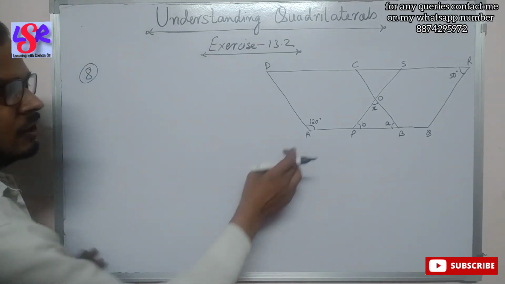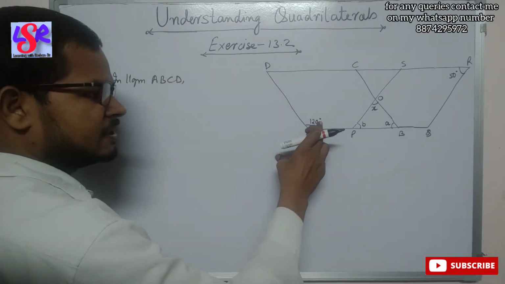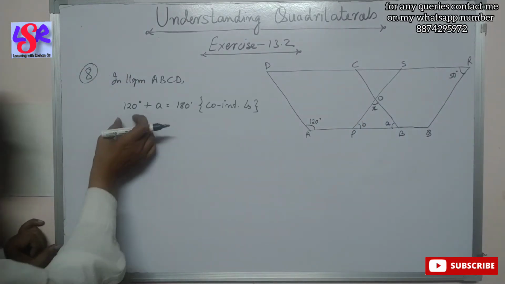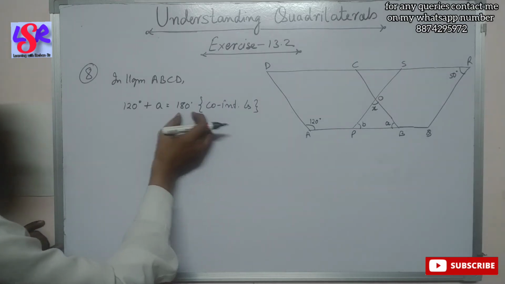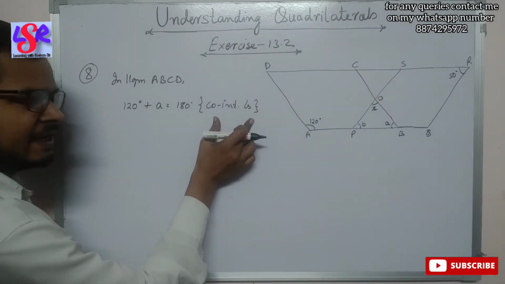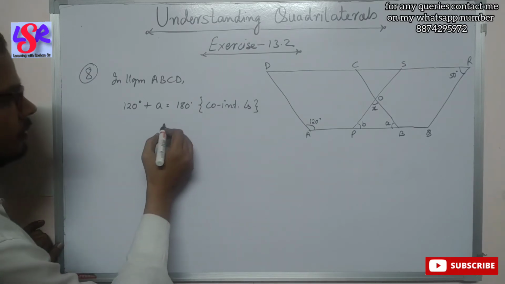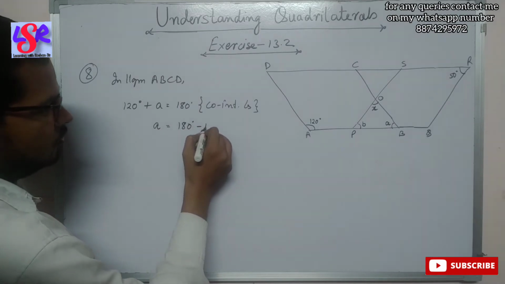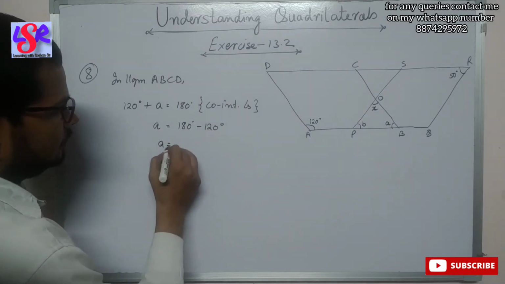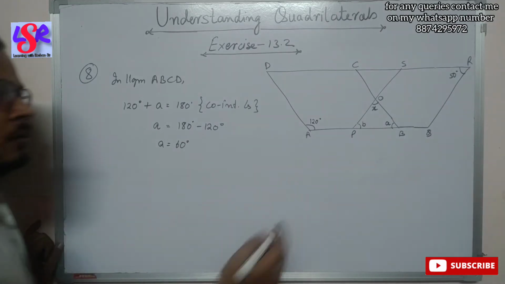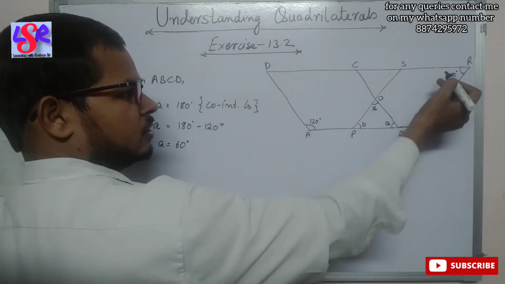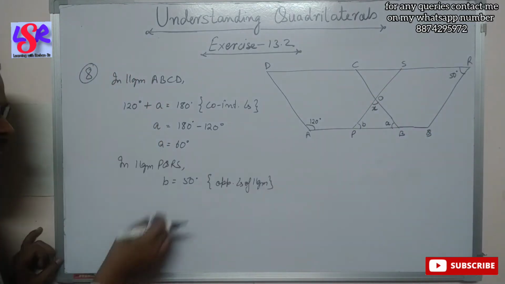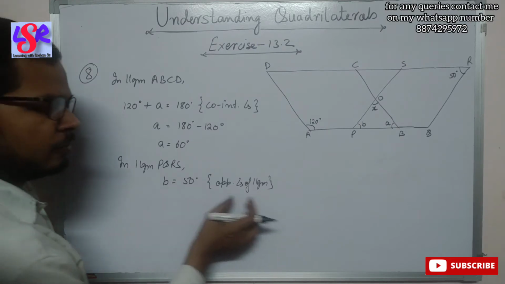So very first of all, in parallelogram ABCD, the sum of this angle and this angle will be 180 degree as co-interior angles. And here we get 120 plus A equals 180 degree by co-interior angles. We can also write adjacent angles of parallelogram in place of this one. Now we can make a transpose to get the value of A, and A will be equal to 180 degree minus 120 degree. That is A equals 60 degree. Then after that, we know that this B will be equal to 50 degree as opposite angles of a parallelogram PQRS. So in parallelogram PQRS, we get B equals 50 degree as opposite angles of parallelogram.